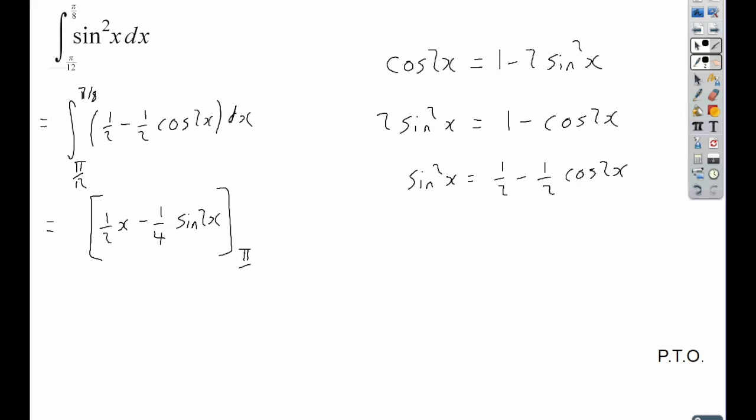And then we've got some limits to substitute in, pi over 12 there, pi over 8. Okay, so let's just do that. So pi over 8 first of all, so half of that is going to be pi over 16. Okay, and then subtract 1/4, and I better write it in, I suppose, sine pi over 4. So that's the first limit, and then subtract, put in brackets, as I've said many times before, if you've got more than two terms. So that's going to be half of pi over 12, so it's pi over 24, and then subtract 1/4 sine pi over 6.